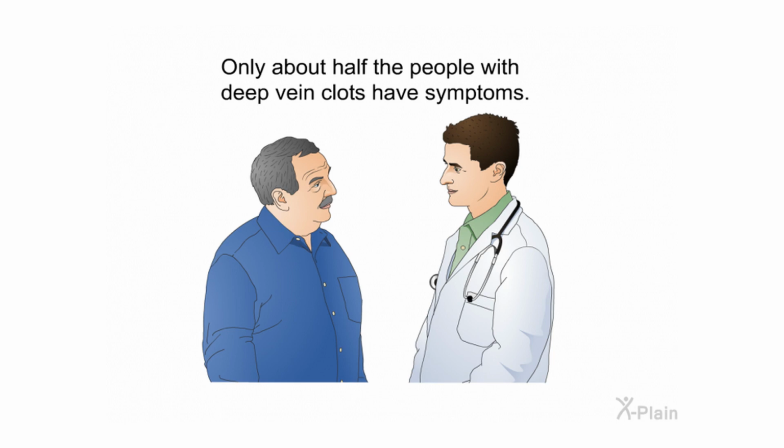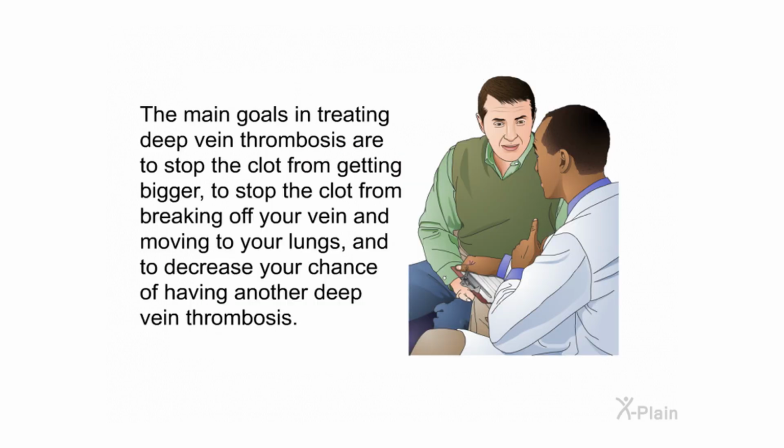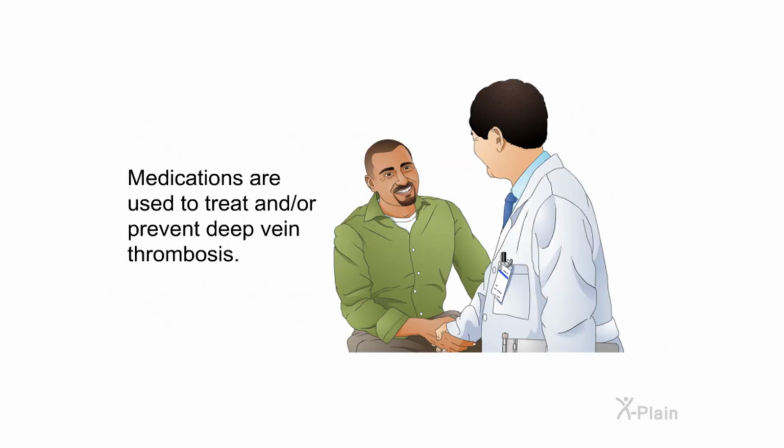Only about half the people with deep vein clots have symptoms. Your doctor will obtain a medical history and examine you to determine if you have a deep vein clot. The main goals in treating deep vein thrombosis are to stop the clot from getting bigger, to stop the clot from breaking off your vein and moving to your lungs, and to decrease your chance of having another deep vein thrombosis. Medications are used to treat and/or prevent deep vein thrombosis.